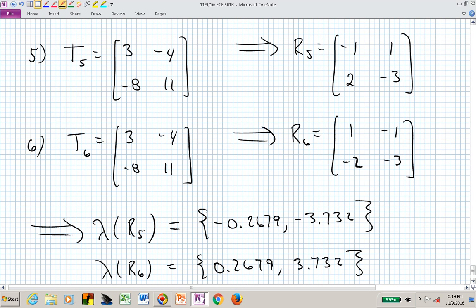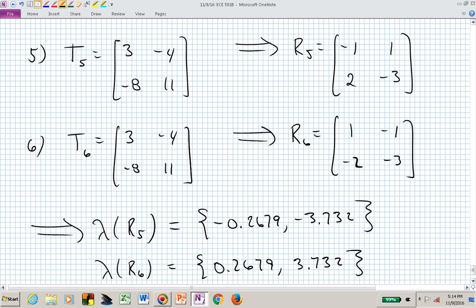So now, what would happen on T5? Is it self-adjoint? What would the matrix representation be? If you went and found the linear map for T5, it would be, let's say, T of xy is going to give you two different coordinates. The first one would be 3x minus 4y. The other coordinate would be minus 8x plus 11y. That would be the linear map for T sub 5.